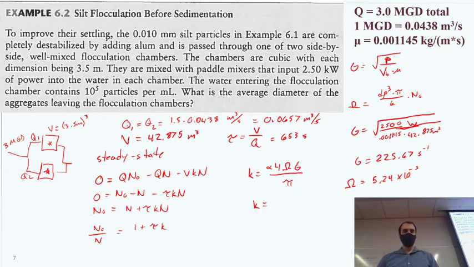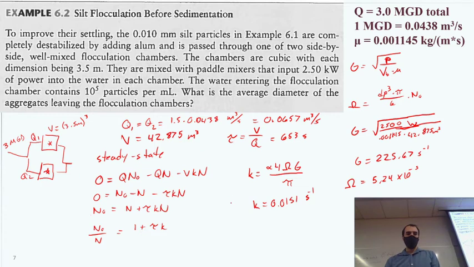And here we're going to read from the problem that the collision efficiency is perfect, right? Because it says they're completely destabilized. Yeah. So it's 0.0151, rounding to the fourth place. Okay, and we're dealing with seconds here.